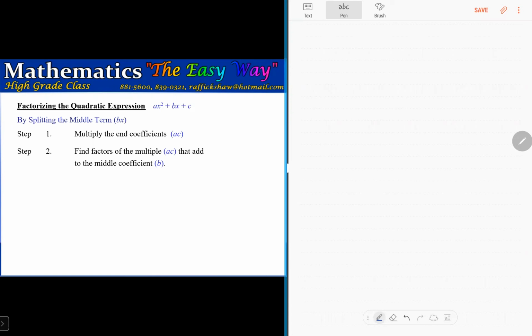The third step is to split the middle term using the 2 factors that were found in step 2. So the first step is to multiply the a and the c. Then search for factors of the ac that add to the b. And after you find those 2 factors, you split the bx using those 2 factors. And then after you do that, you break it out into 4 terms and then you factorize by parts. That is a 4 step method.